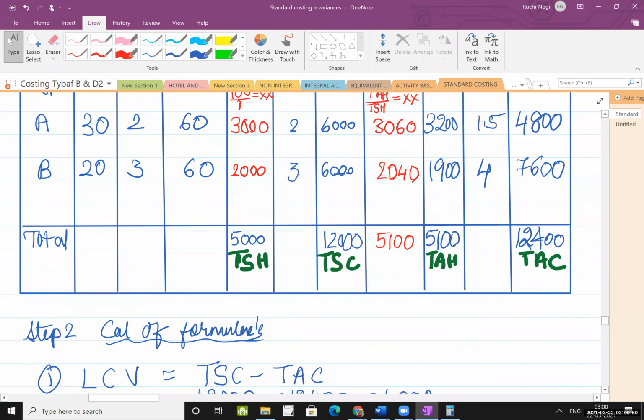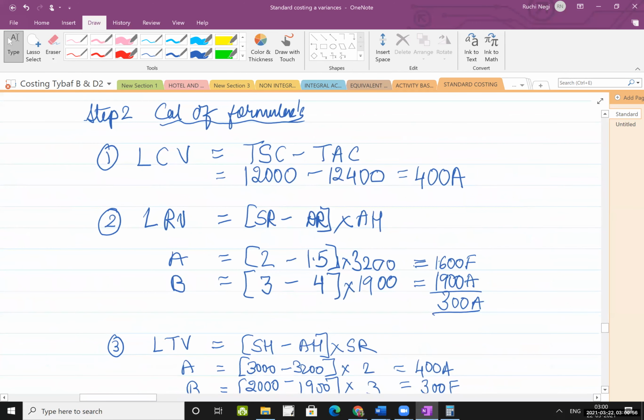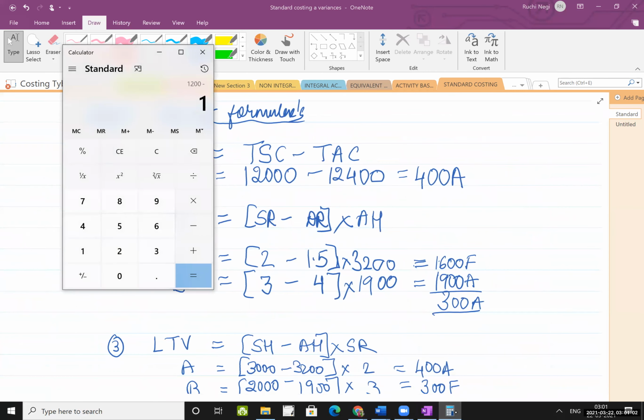Fine. Then step 2, calculate the formulas. First, labor cost variance, total standard cost minus total actual cost. So 12,000 minus 12,400. ओके, तो कितना हो जाता है 400 एडवर्स. नेक्स्ट, स्टैंडर्ड रेट माइनस एक्चुअल रेट इनटू एक्चुअल आवर्स. दैट्स माय लेबर कॉस्ट रेट वेरिएंस. तो 2 minus 1.5 into 3,200, so 1,600 favorable. Next, 3 minus 4 into 1,900, so 1,900 adverse. Minus plus minus, so my answer is 300 adverse.